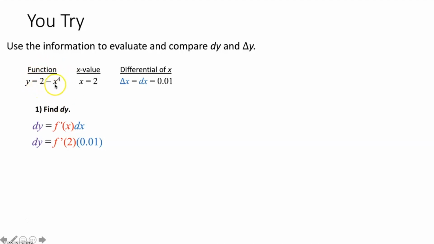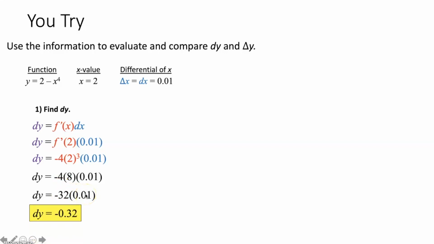We take the derivative of each term separately. The derivative of 2 is just 0. The derivative of negative x to the fourth, the negative stays out front, so you just take the derivative of x to the fourth with the power rule. That becomes 4x to the third power. So the derivative here becomes negative 4x to the third power. We evaluate that at x is equal to 2, and this is what we get. Now we simplify. Exponents first, so 2 cubed is going to be 8. Multiply that to the negative 4, you get negative 32. Then multiply that to the 0.01, and you end up getting that dy, or the differential of y, is equal to negative 0.32.